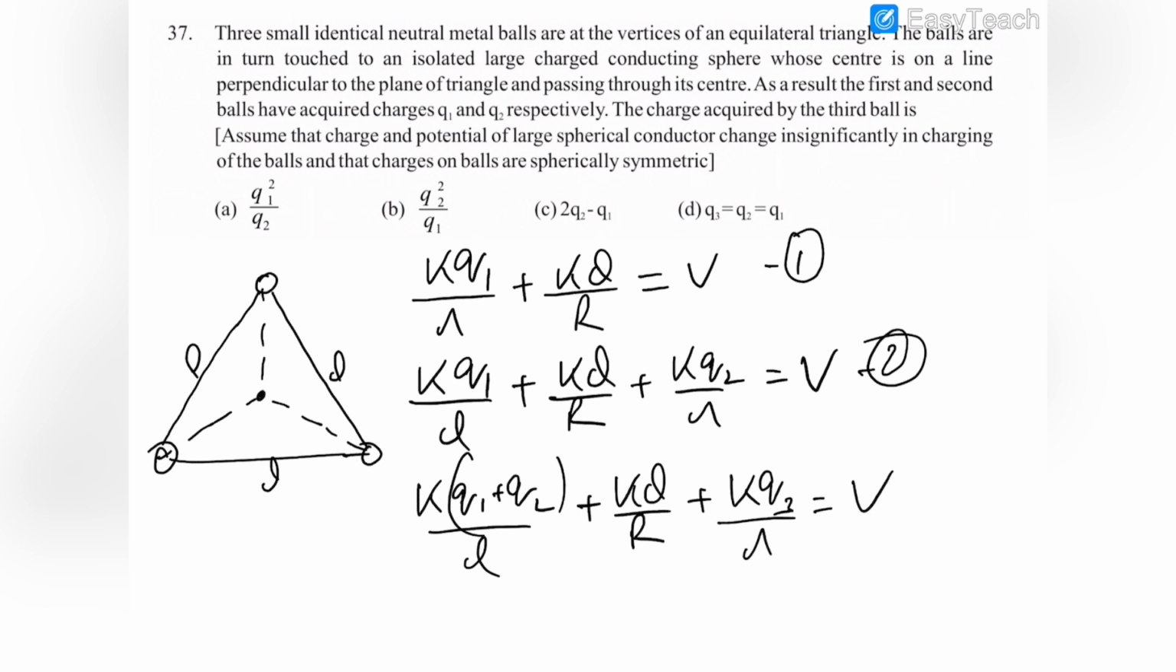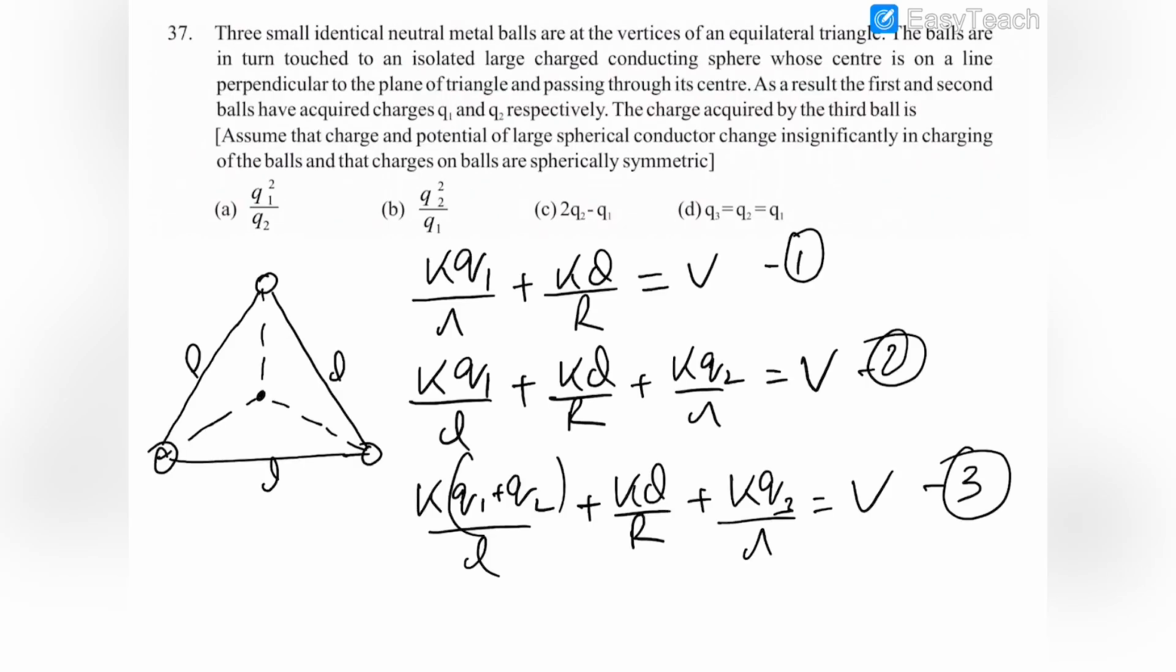That is also equal to V. This is equation number 3. Now to solve these equations, let us subtract equation 1 and 2. So we'll see that this is cancelled out and this is cancelled out.